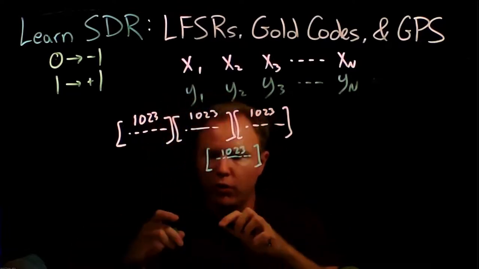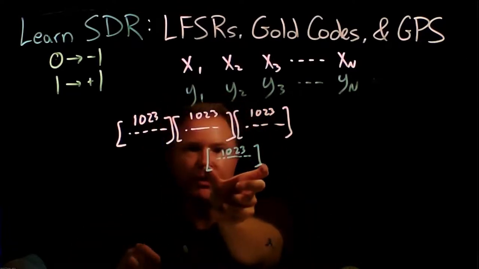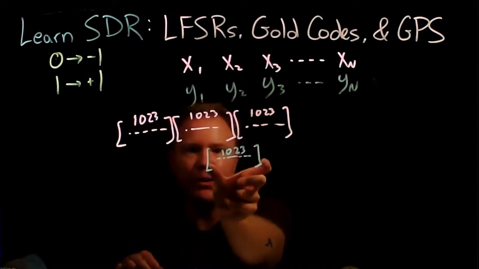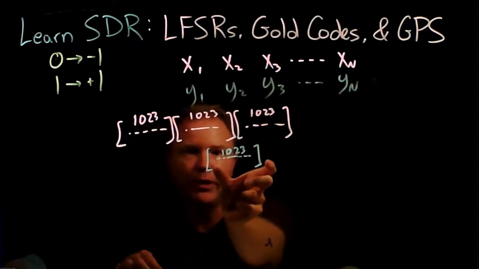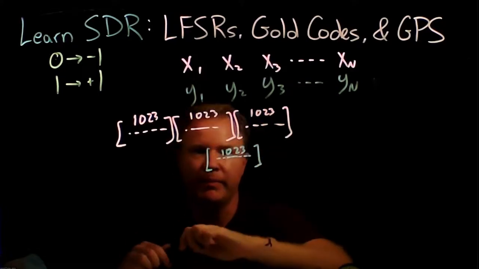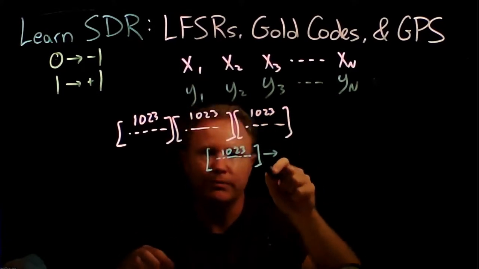And for a linear correlation, I do the same thing. For every little shift, I'll multiply pairwise, add them all together. That'll be for one shift. I'll shift it over by one, multiply every pair together and add them up. Shift it over by one, multiply every pair together, add them up. And I'm going to slide this over.